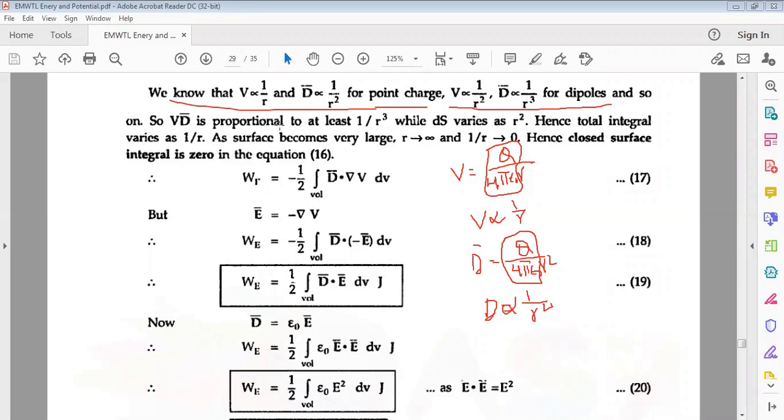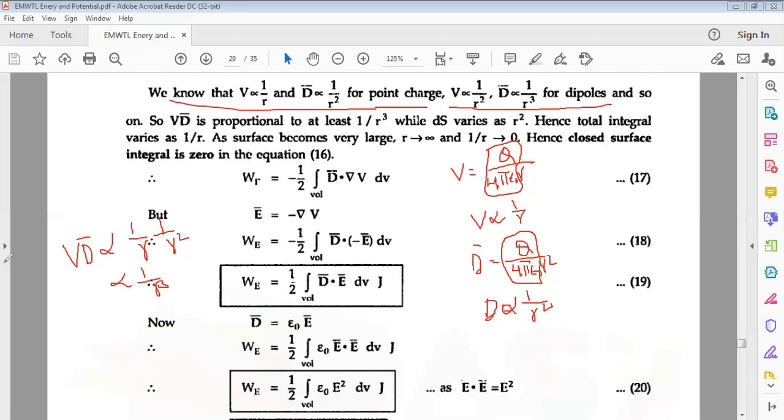So V is proportional to 1 by R and D bar is proportional to 1 by R square. So the product V D bar is proportional to 1 by R cube, while the differential surface DS varies as R square, and the total integral varies as 1 by R.